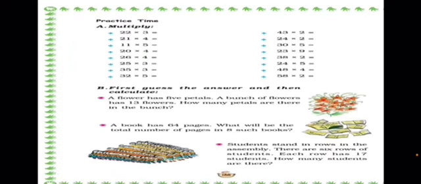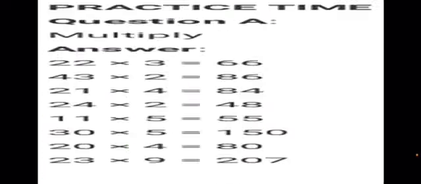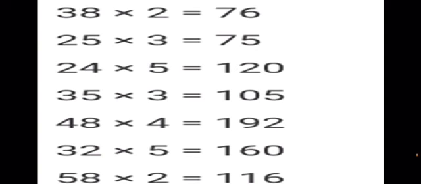25 multiplied by 3. Here again 20 plus 5 is 25. 20 multiplied by 3 is 60 and 5 3s are 15. So 60 plus 15 is 75. Yes, 75 is the answer.